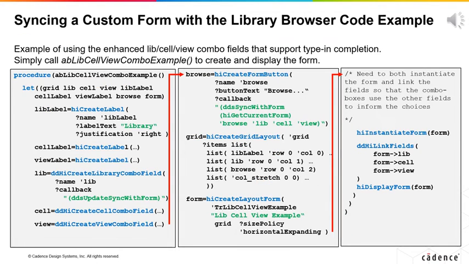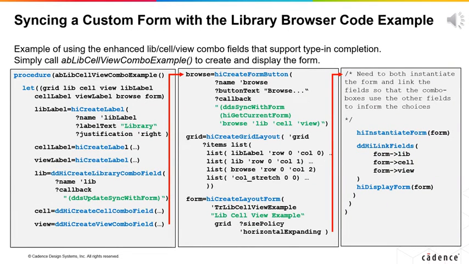So here's a more complete example of syncing a custom form with the library browser. This code is essentially the code that produces the graphic on the other slide that was the synchronized form. And so we expand on some of the commands we saw there. So the procedure is called AB lib cell view combo example. The first thing we do in the left-hand box there is we create the labels that will go in the form next to the fields.